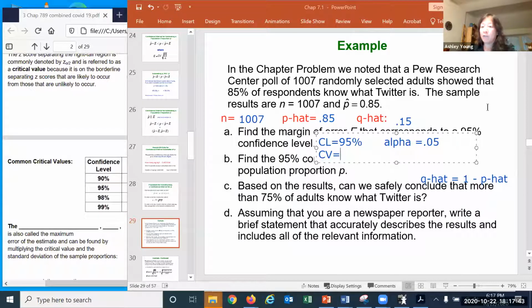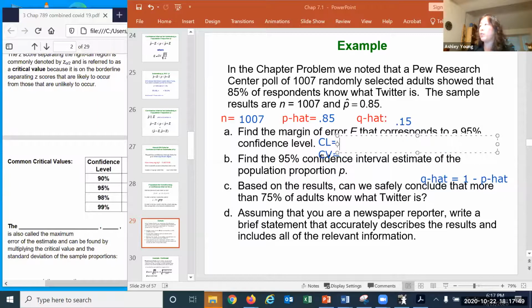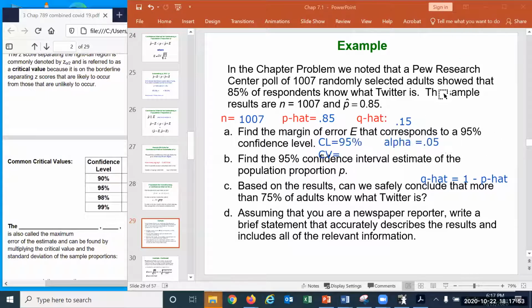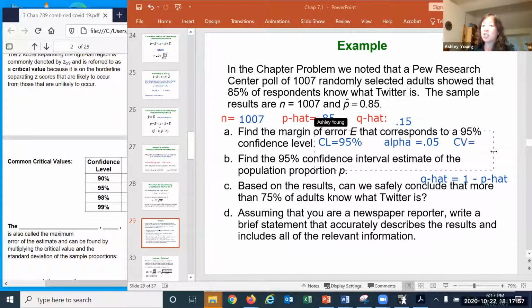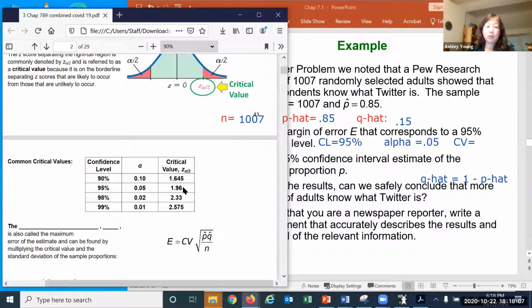And my critical value is what? You guys all have a table. Find the critical value, CV. It's different than my confidence level. Slightly different. What is it? 1.96. How'd you find it? I used your table. Use the table. It's so easy. Just look it up. So everybody hop into your table over here. 95%, 1.96. Good so far?